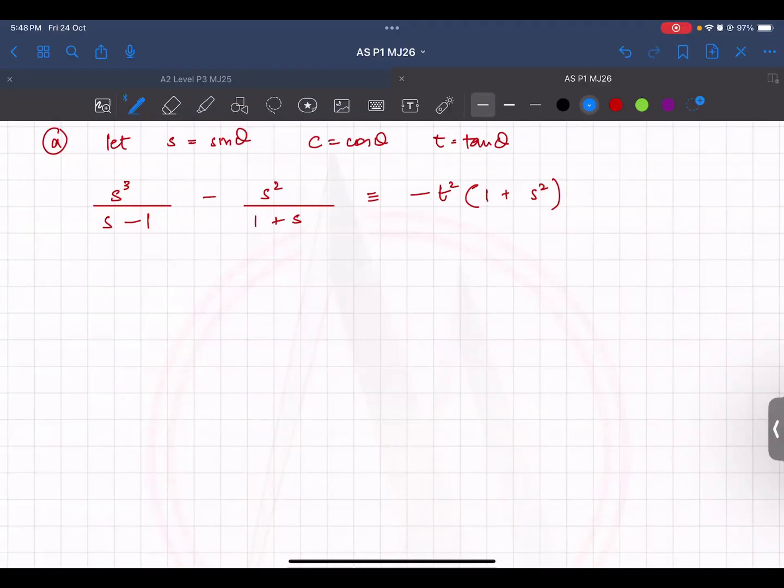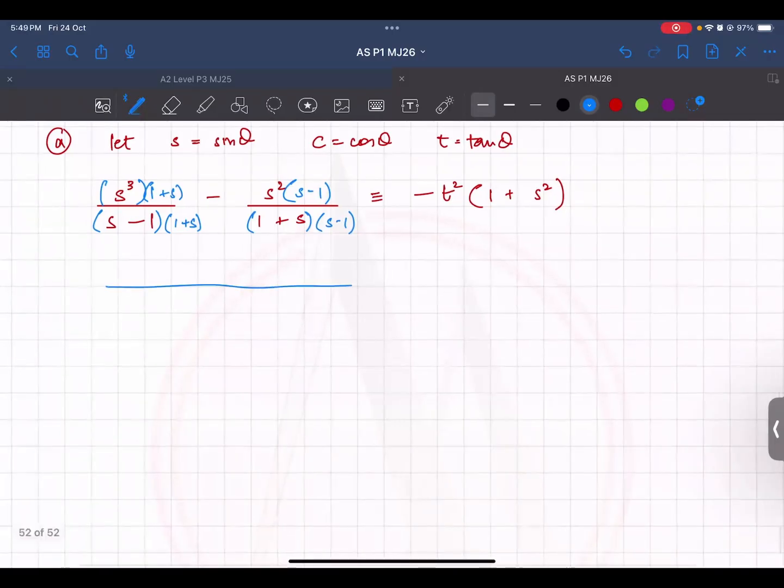So on the left side you can take the LCM. If you take the LCM, you will multiply this thing with 1 plus sine, and this thing as well with 1 plus sine, and this would multiply with sine minus 1, and this will also be multiplied with sine minus 1. So when you do this, your denominator becomes sine minus 1, and 1 plus sine can be written as sine plus 1. It's the same thing. In the numerator, this would be sine cube plus sine power 4 minus sine cube, and minus sine square minus 1 would be plus sine square. So you can see the sine cube and sine cube cancel out.